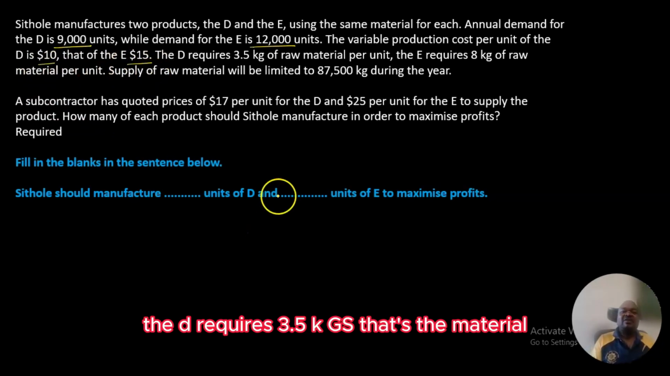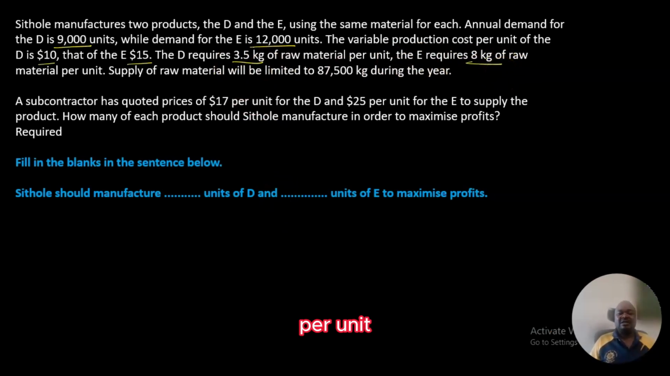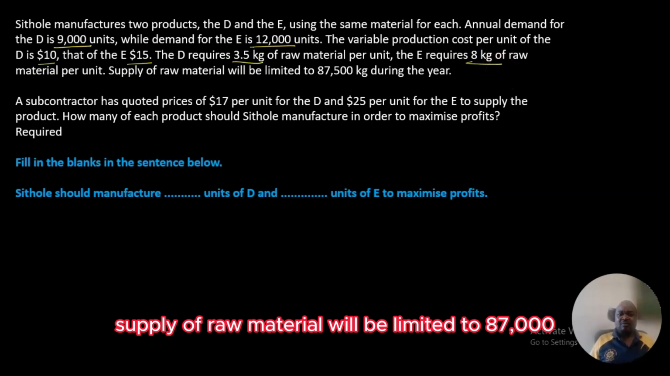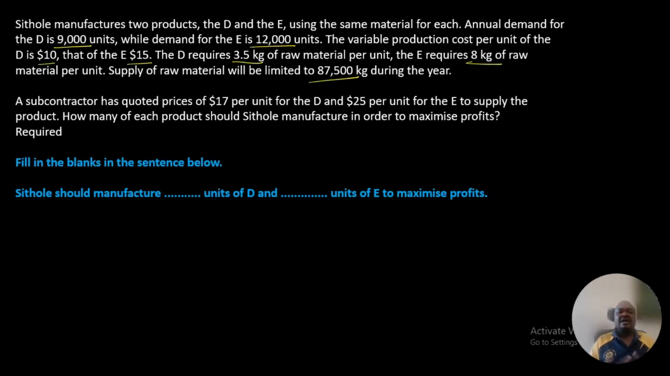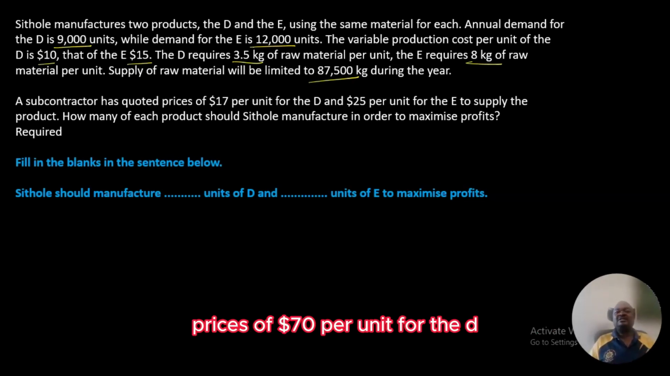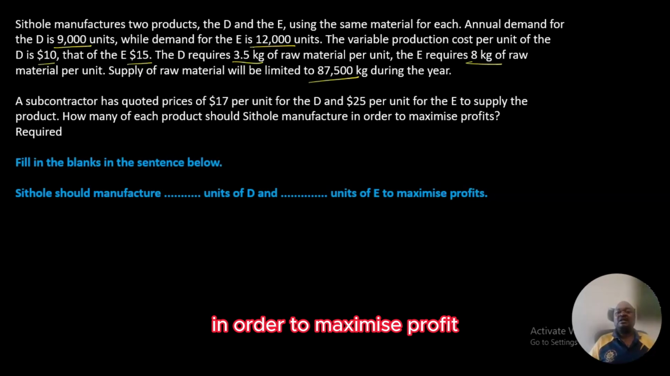The D requires 3.5 kgs of material, whereas the E requires 8 kilograms of raw material per unit. Supply of raw material will be limited to 87,000. So you can see that materials are a limiting factor. A subcontractor has quoted prices of $70 per unit for the D and $25 per unit for the E to supply the product. How many of each product should Stolle manufacture in order to maximize profit?